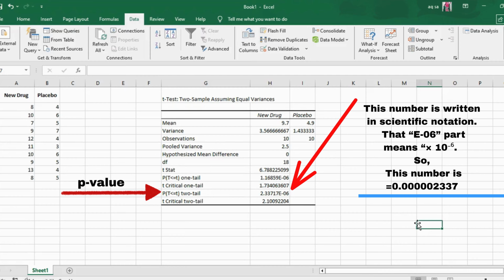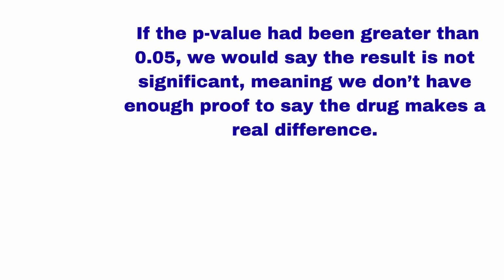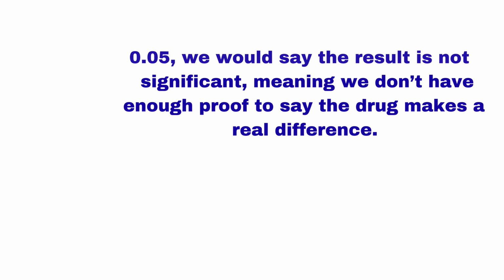Since p is less than alpha, we reject the null hypothesis. This means the result is statistically significant. The difference between the new drug and placebo is very unlikely to be due to random chance. So, what does this tell us about the level of significance? It tells us how strict our test is. Because our p-value is far below 0.05, the evidence is very strong that the new drug truly works better than the placebo. If the p-value had been greater than 0.05, we would say the result is not significant, meaning we don't have enough proof to say the drug makes a real difference.